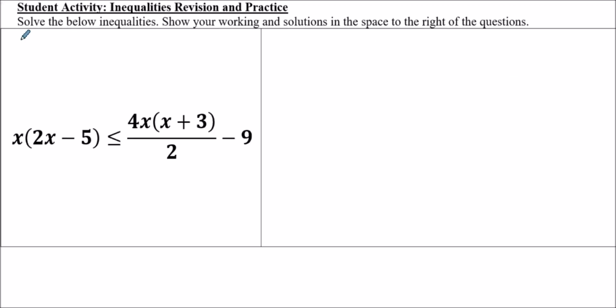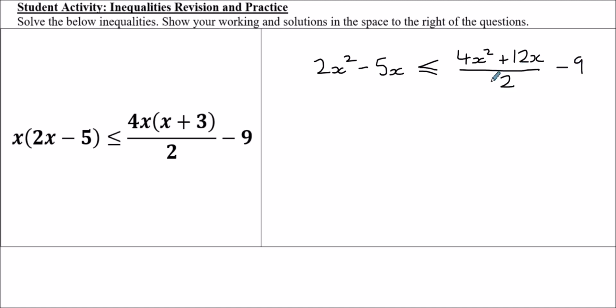Finally, the last one, expand out the brackets again. So x times 2x is 2x squared. X times minus 5 is minus 5x. And then we have 4x times x is 4x squared. 4x times 3 is 12x. All of that over 2.